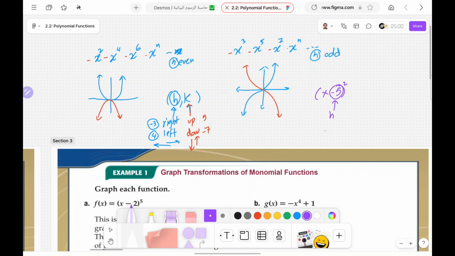This one of course is h. If the function is x squared plus, for example, 3, then this 3 here represents k. Why is this k and this h? Because as you can see, x is always related to h, but this 3 is alone, so that's why we consider this one as k.